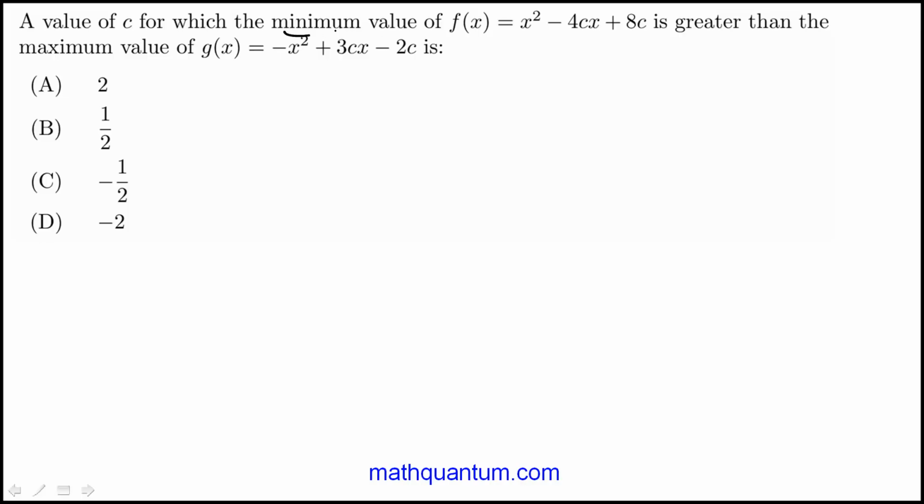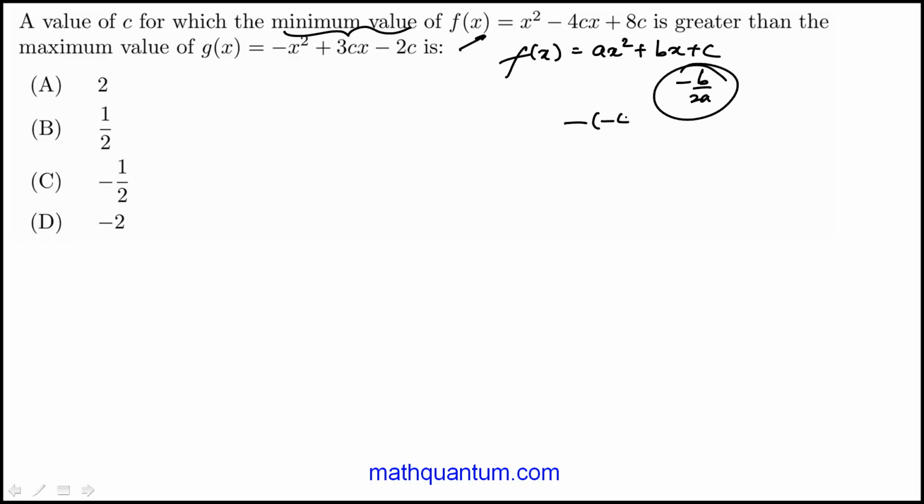So the first thing we'll do is to find the minimum value of this function in terms of c. For a general quadratic function, the x-coordinate of the vertex, which is also the axis of symmetry, is minus b over 2a. In this case, b is minus 4c. So we first find the x-coordinate, and a is 1, so that's 2c. To find the y-coordinate of the vertex, we just plug it in.